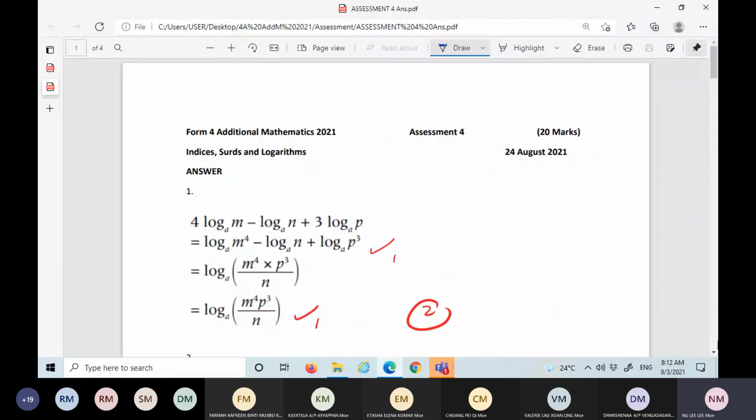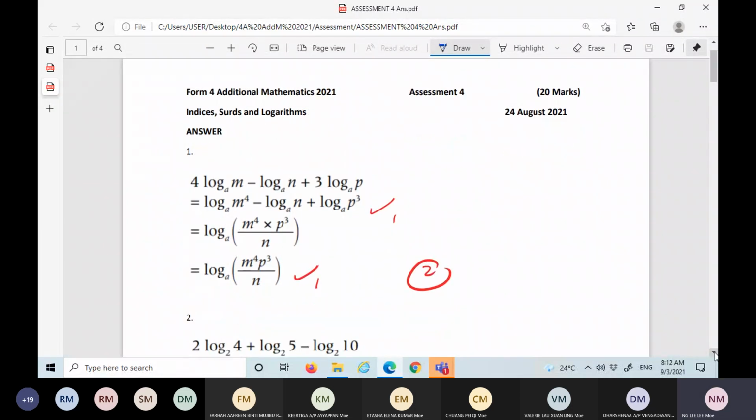Okay, let us start. The first question actually is PR1. First level questions. But I think a few of you are still not really master in this log. You are still confused about when to combine and when to break out into a few logs.